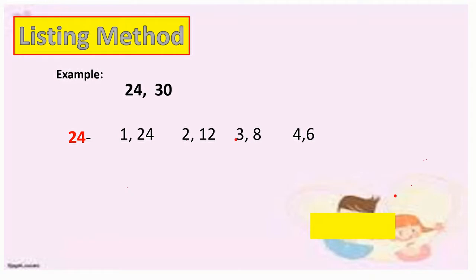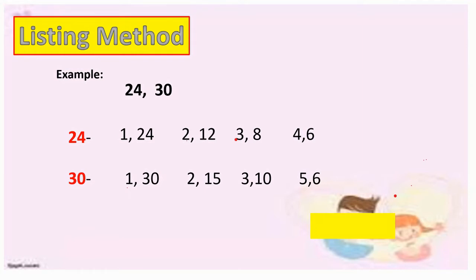So, ganun din si 30. Yan. So, mag-isip din kayo ng numbers na kapag i-multiply ninyo is lalabas yung 30 na sagot. So, we have 1 and 30, 2 and 15, 3 and 10, 5 and 6. O yan. Yung mga magpa-partner na numbers na yan ay kapag i-multiply natin yan, lalabas yung sagot.